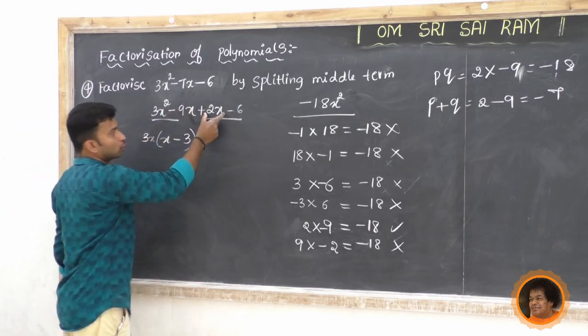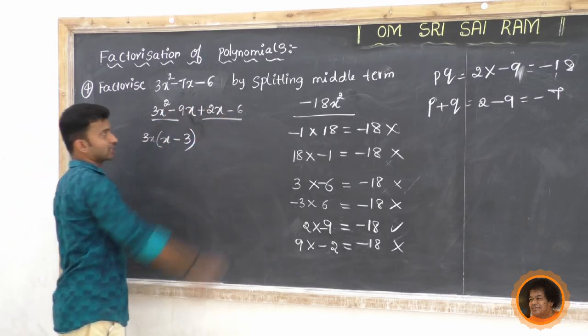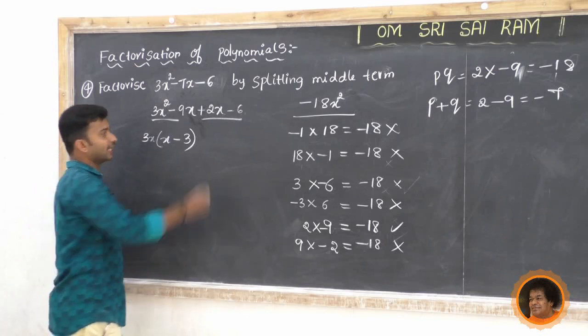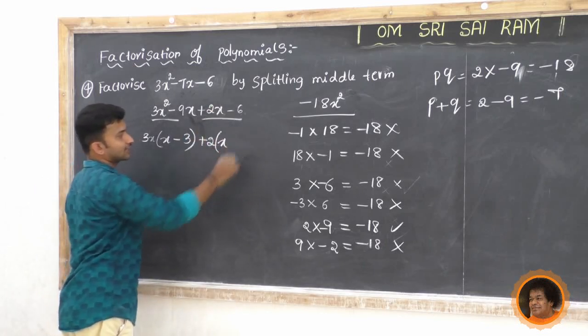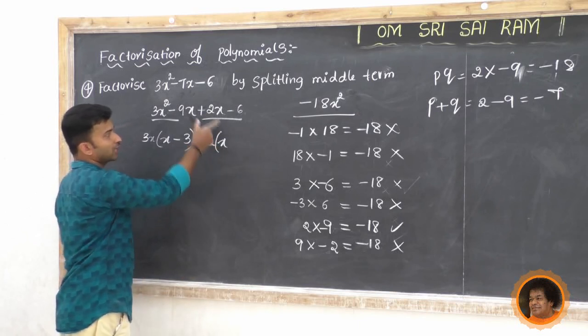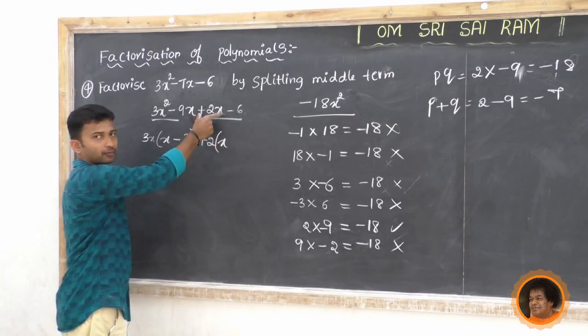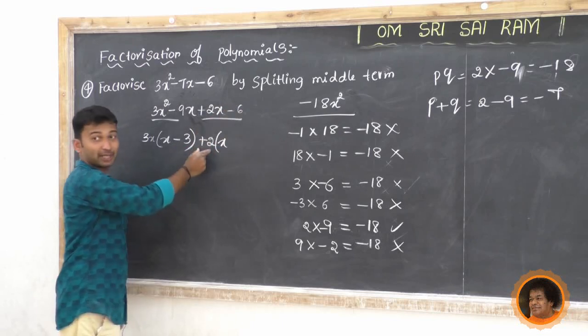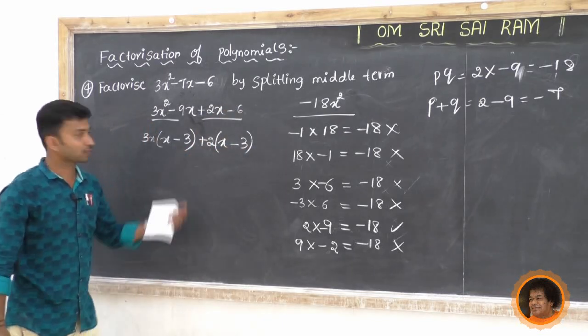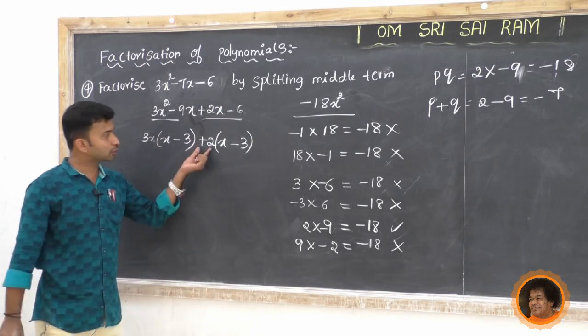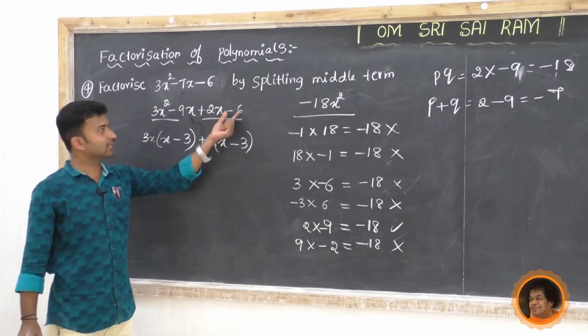Next, 2x and minus 6. What is the common term? Here plus 2 is common and x remains, or plus 2 into x is equal to plus 2x. We divide minus 6 by plus 2. Minus 3 is the answer. Or plus 2 into minus 3 is equal to minus 6.